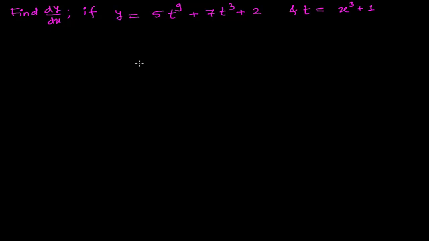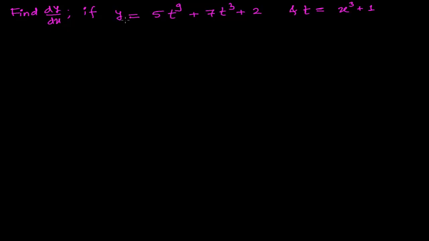In previous videos, we solved a couple of problems of finding the derivative of a complex kind of composite function using the chain rule. And now here again we are doing one more. Right here I have a complex, a kind of composite function, which is 5t to the power 9 plus 7t to the power 3 plus 2, and I need to find out the derivative of this function.